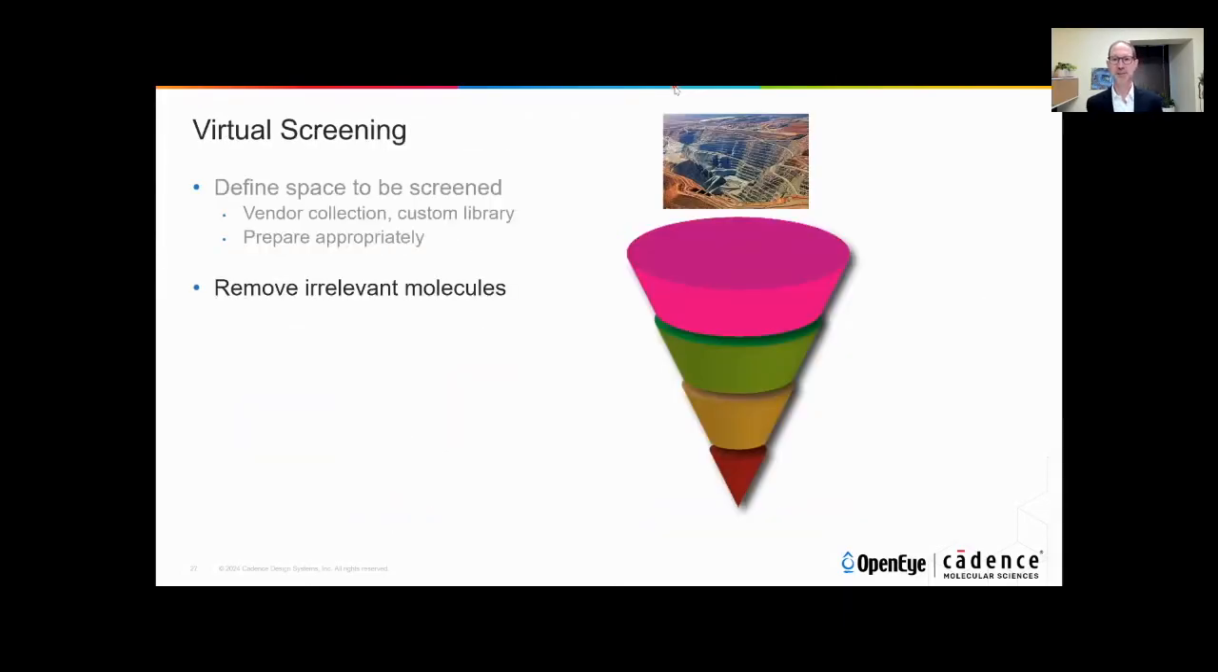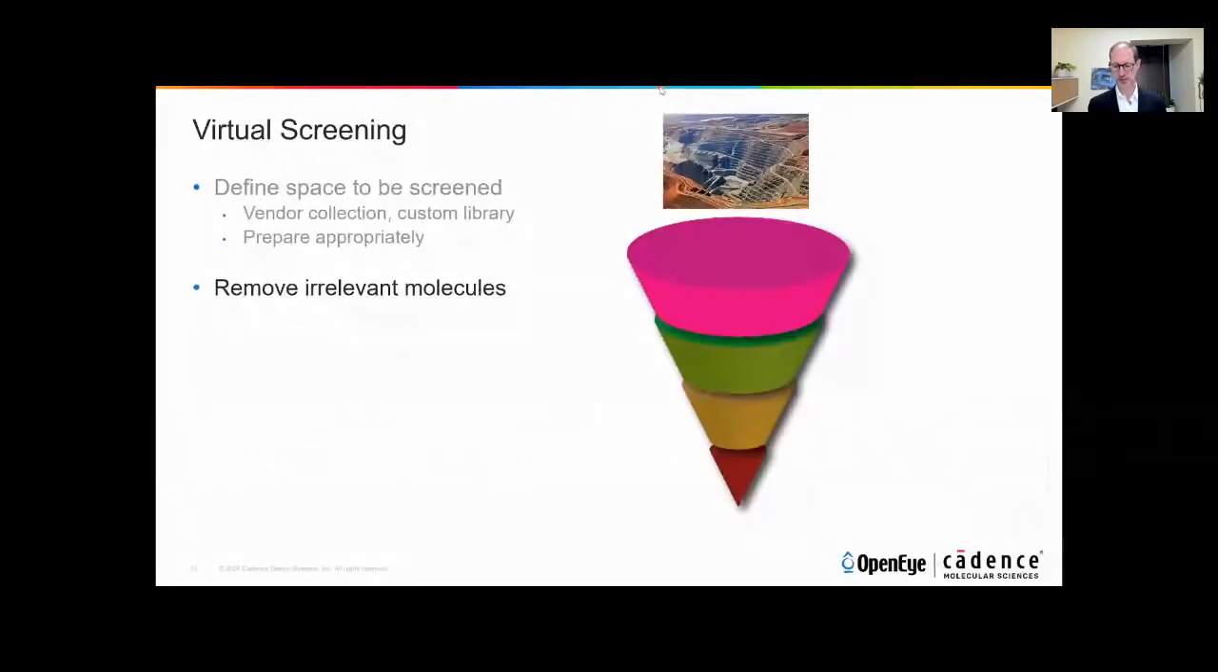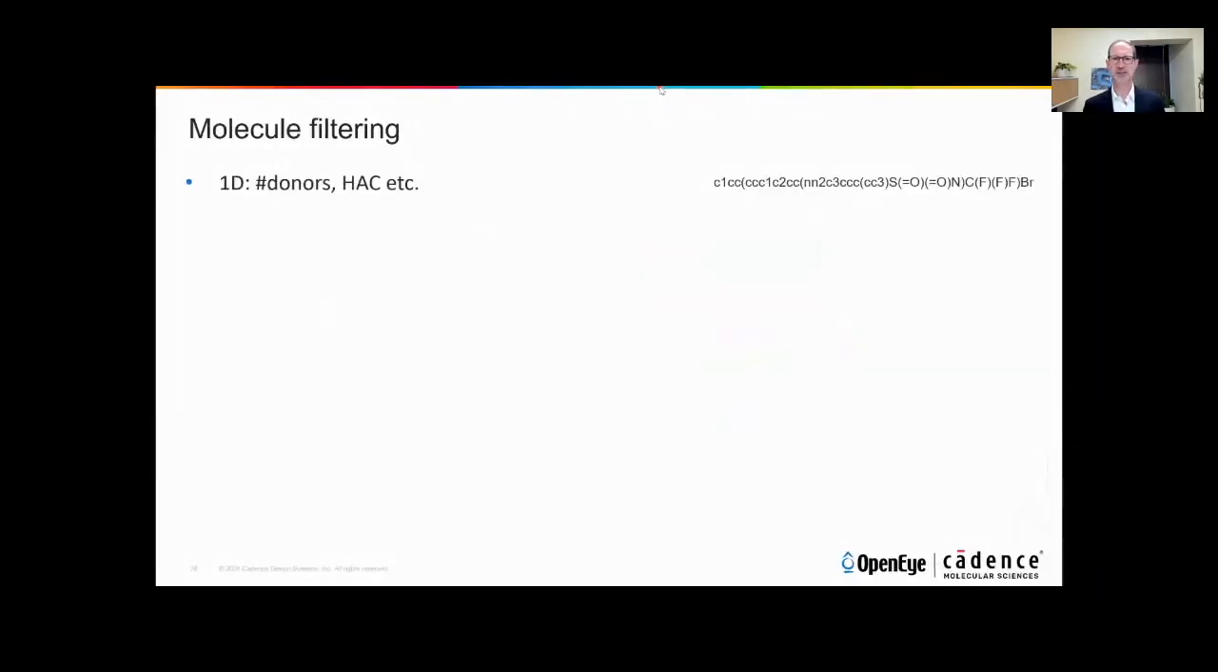So then we've defined the mine, we've decided which chemical space we'd like to search in, and the next thing to do is sort of remove the molecules we know we don't want to process. So lots of different approaches to this.